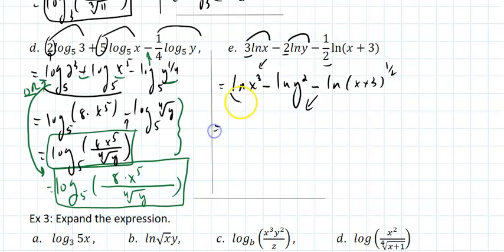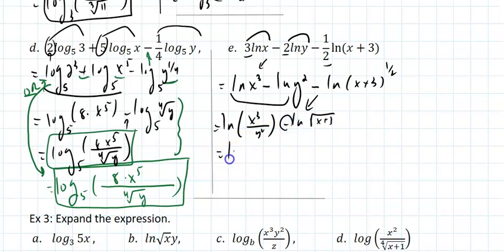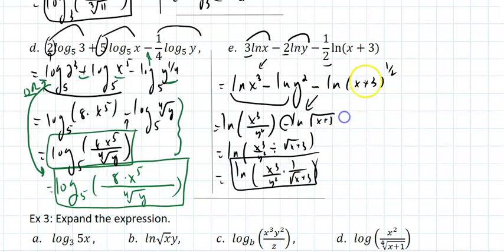Either you say I'm going to take those two, natural log of x cubed divided by y squared, and two logs with a minus in between. You could say that's the natural log of x cubed over y squared divided by the square root of x plus 3. And instead of dividing, you could multiply by the reciprocal. And there it is.